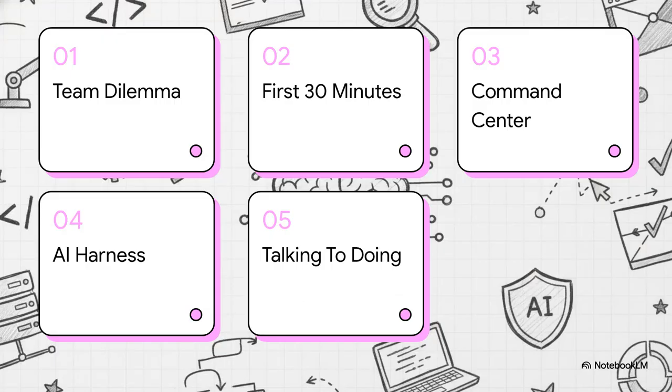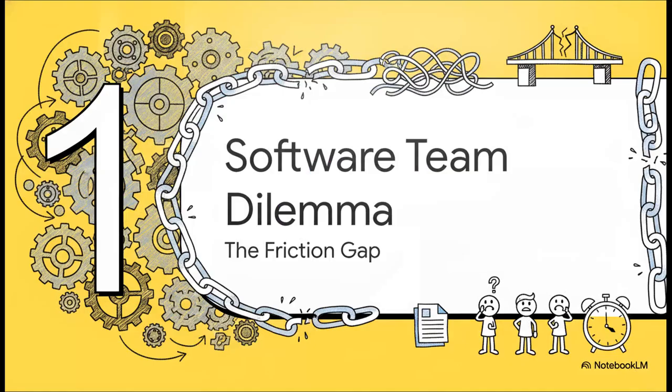We have 5 main stops on our onboarding user guide today. First, the software team dilemma. Second, your first 30 minutes. Third, inside the command center. Fourth, the AI engineering harness. And finally, from talking to doing. All right, kicking things off with section 1, the software team dilemma.